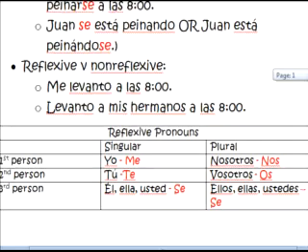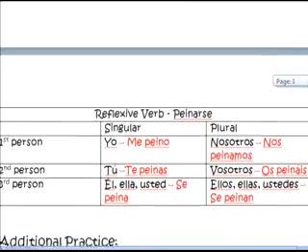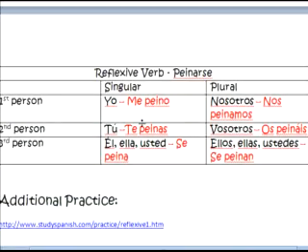All right? We've gone over the reflexive pronouns. Let's look at the verb peinarse. Okay? I comb my hair. Me peino. And hair is sort of built into the Spanish verb. Peinarse, you comb your hair. Okay? Tú te peinas. And I don't even have to put the tú there. I could simply put te peinas.